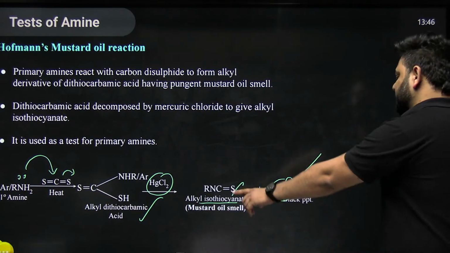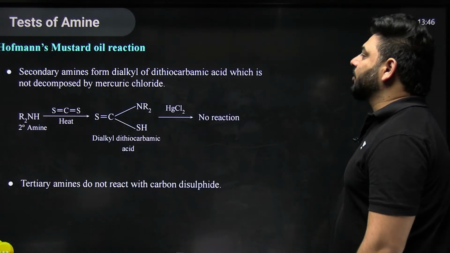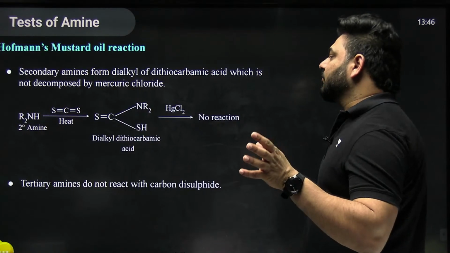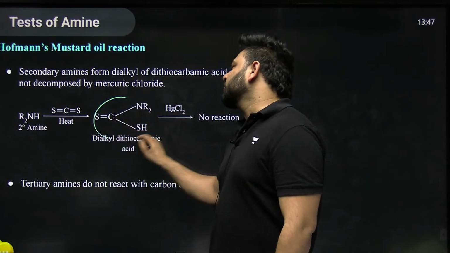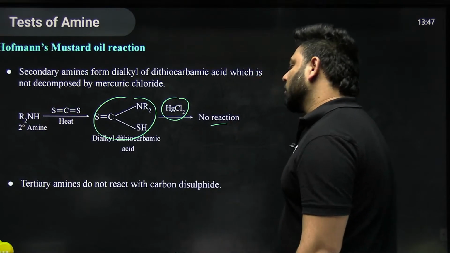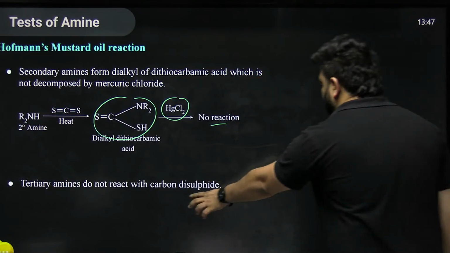isothiocyanate, which has a mustard-like smell, mustard oil smell. That's why it is called the mustard oil test. If we do the same thing in secondary amines, we will get a compound like this, which doesn't react with HgCl2 and doesn't give any kind of product, no reaction. And tertiary amines do not react even with the carbon disulfide.